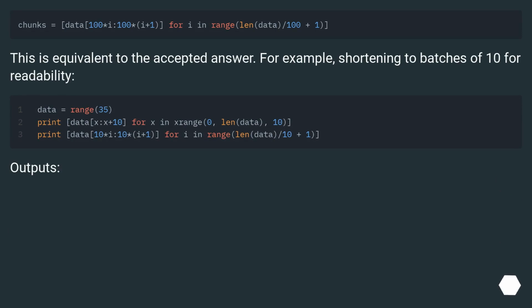This is equivalent to the accepted answer. For example, shorten into batches of 10 for readability. Outputs.